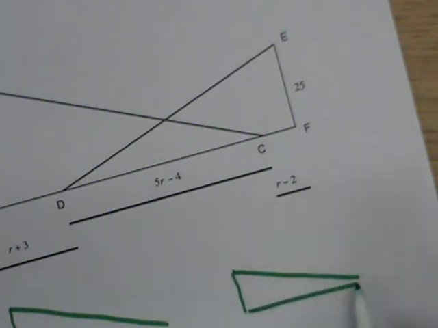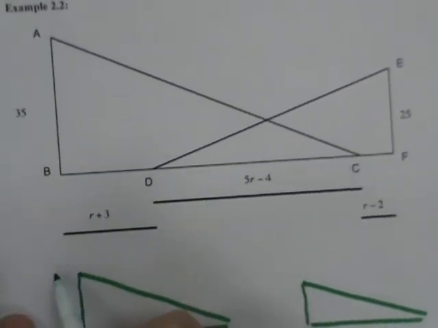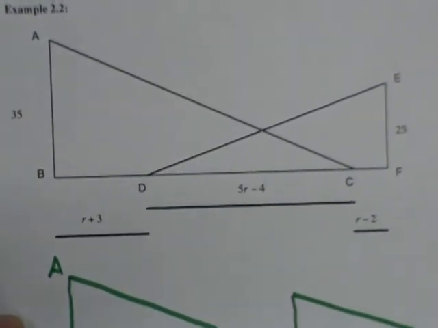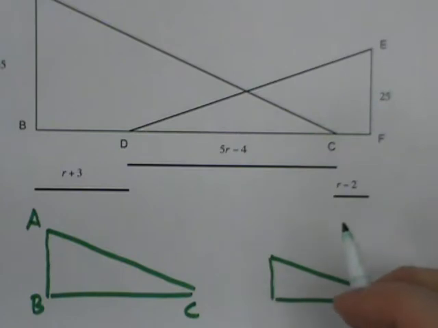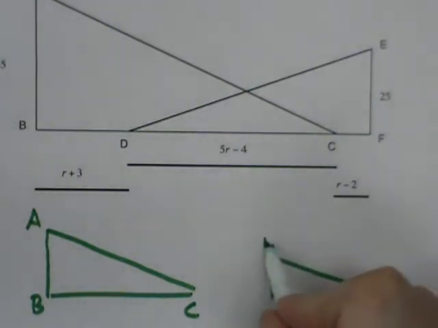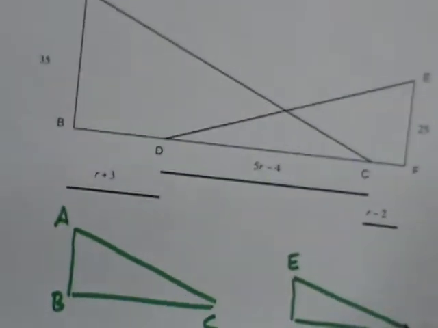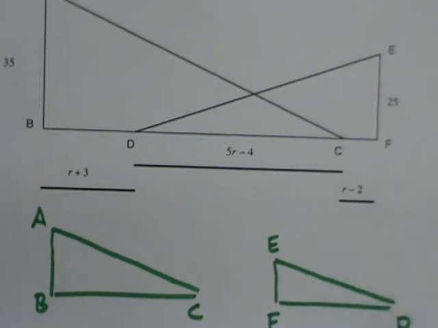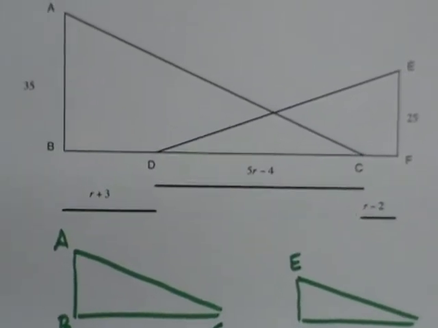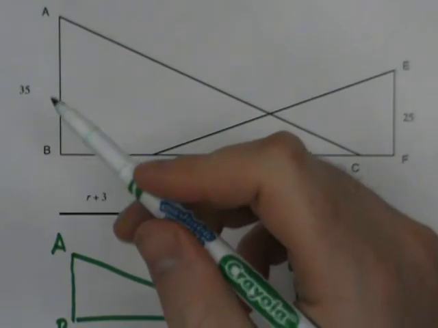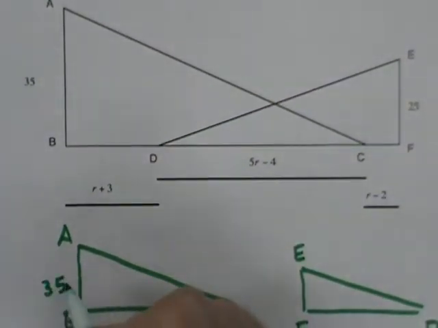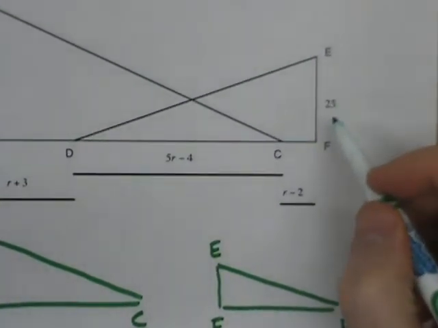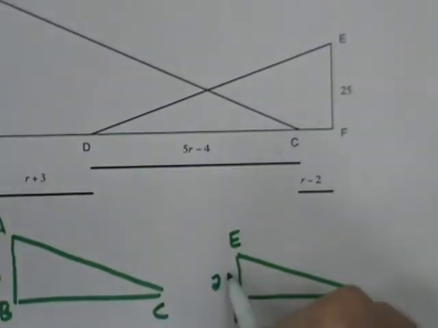And I'm going to set them up respectively. So I'll say triangle A, B, C. There's the big triangle in the diagram. And then this has to be E, F, D. So I go E, F, D. Now as I set these triangles up, I want to make sure that I retain their values. So the big triangle had a vertical height of 35, and the little triangle had a vertical height of 25.